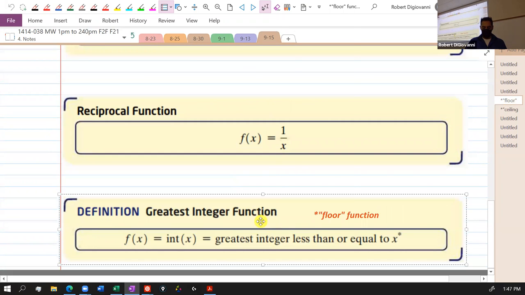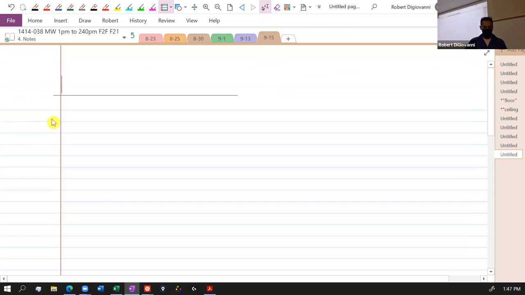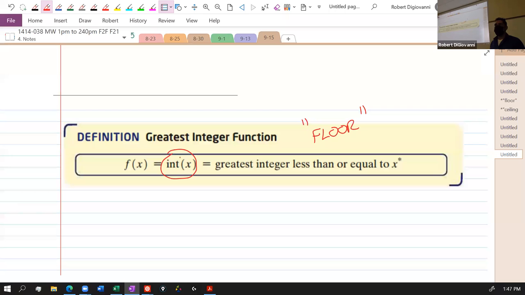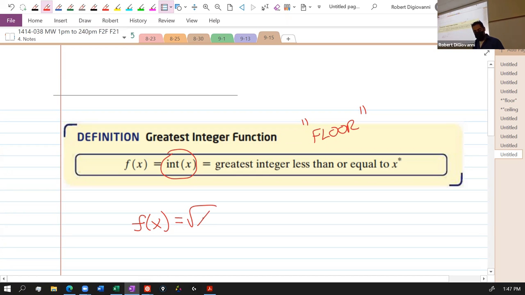Okay, it's called the floor function. I'm going to copy this, put it on a new page so we can pay attention to it. All right, the greatest integer function, also called the floor function, is also abbreviated int x. And computers, a lot of times they use that, but int x is the notation for it. So you know how if I said the square root function, you would write f of x equals the square root of x. That's the notation that lets you know it's the square root function, right? If I'm talking about this function, I just write int x, and then you should know what I'm talking about.